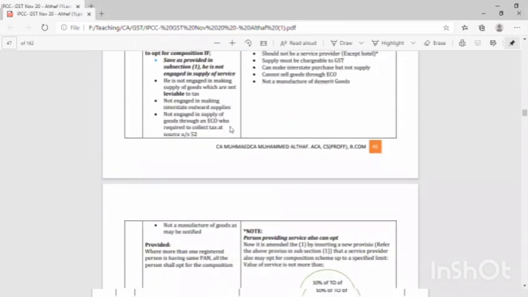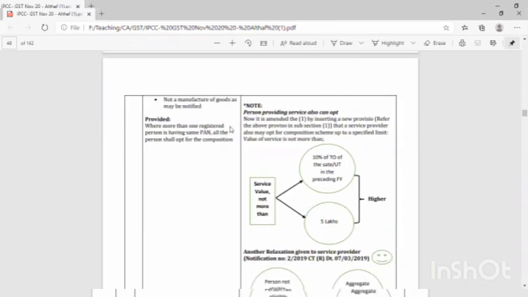Subsection 2, this did not happen for your exam. This actually happened in the last attempt. But anyway, it is still important because they couldn't ask much from this area as the exam got postponed. Now listen. I told you that the composition concept is introduced with a view to benefit the supplier of goods. But now the composition benefit is extended to suppliers of services in two ways.